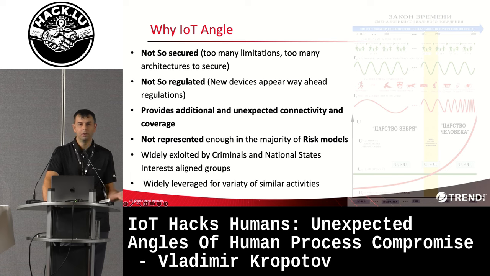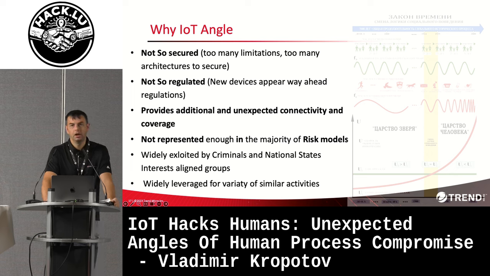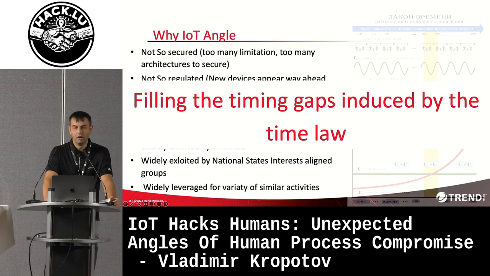If you think about IoT, for example, in the meeting room you have microphones and conference equipment, right? But does this conference equipment use 2FA every time you come in? Probably not. So the risk model just doesn't understand that this equipment can be exploited and used for wiretapping and so on. IoT is widely leveraged by criminals and state-sponsored actors. But what is more important, it fills in the timing gaps induced by the time lag of regulation.